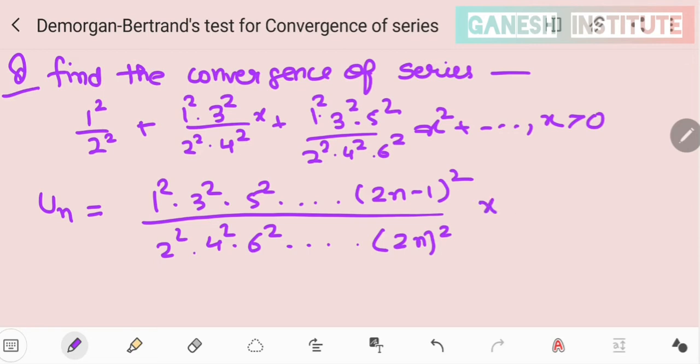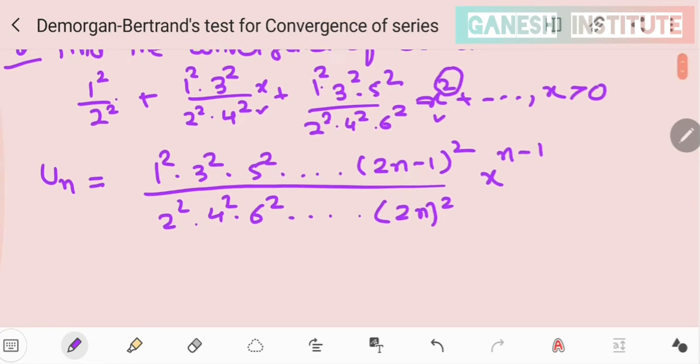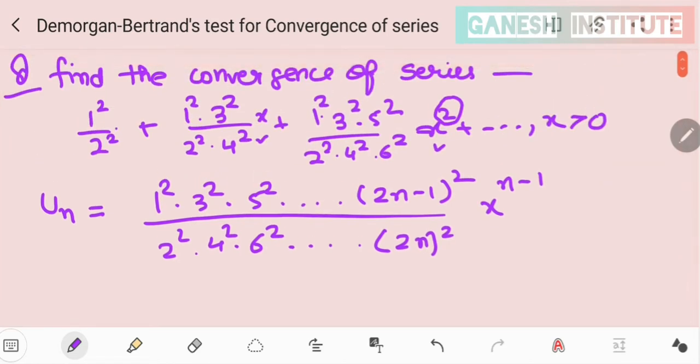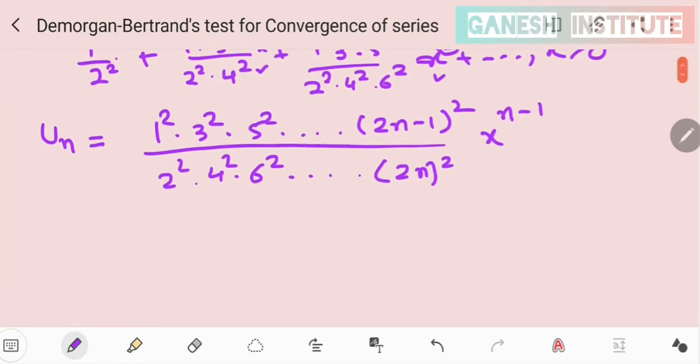And here you have x. There is no x in the first term, but in the second term you have x raised to power 1, in the third term you have x raised to power 2. So every x has a power one less than the position at which it is, that means x raised to power n minus 1, right? Then let's apply. We don't really know whether we have to apply De Morgan or not. Let's try with all those tests which we have studied.